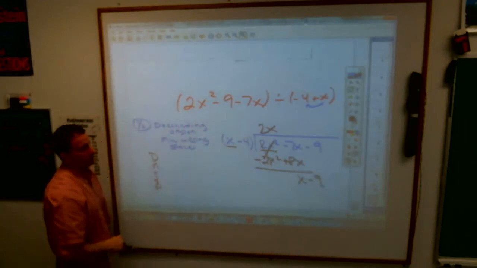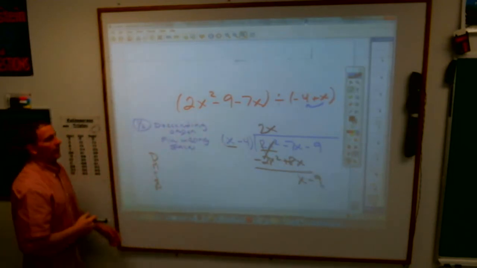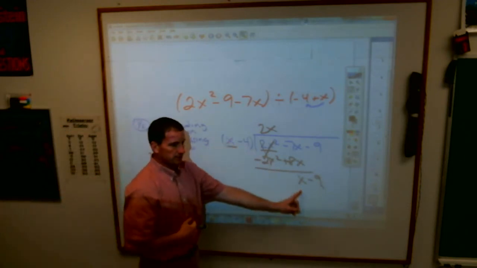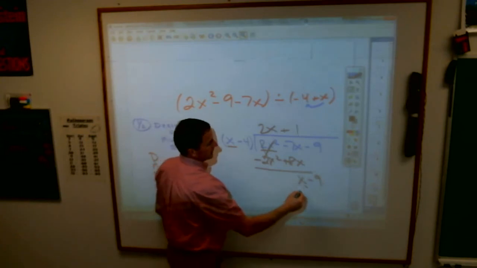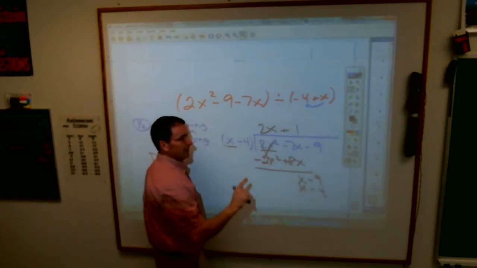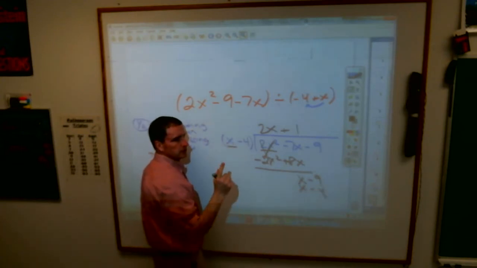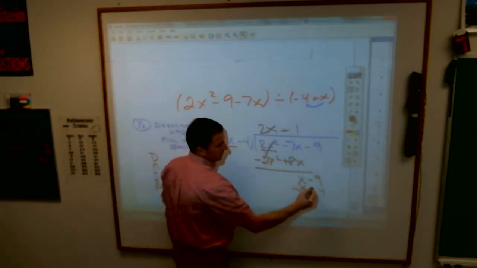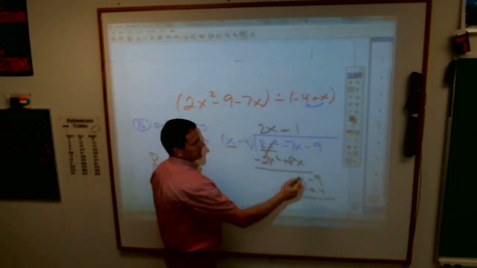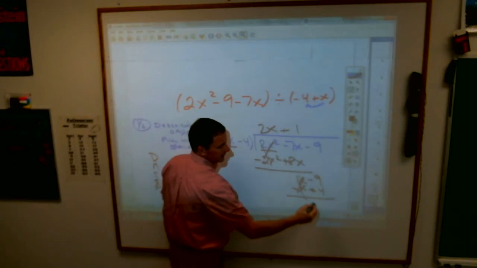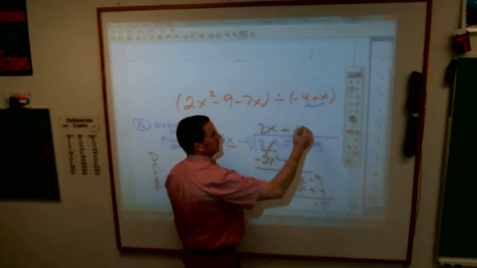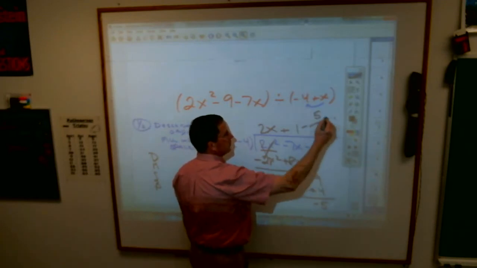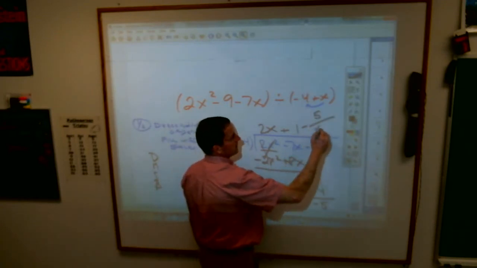Oh, look, it's not going to work out nicely, so this will be a good chance. What times x gives me x? Just a 1. So I put plus 1 up there. I get x minus 4. Again, don't forget, what do I have to do? Subtract, which means these change to their opposites. The x's go away. I am left with a negative 5. That's my remainder, and I have to put minus 5 over whatever this was, x minus 4.